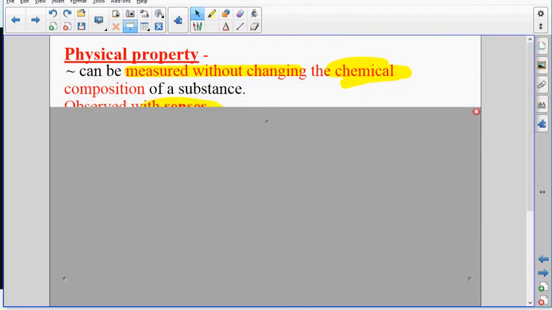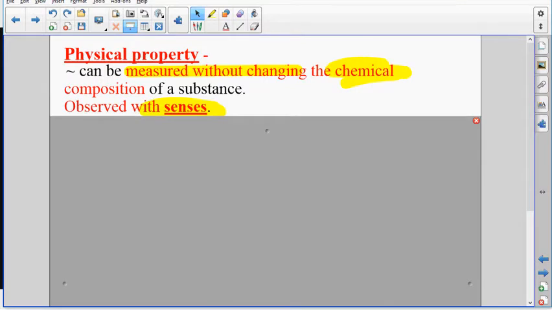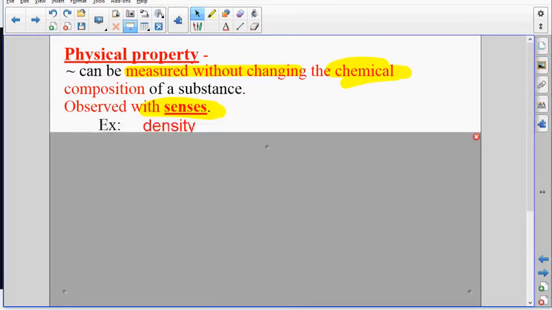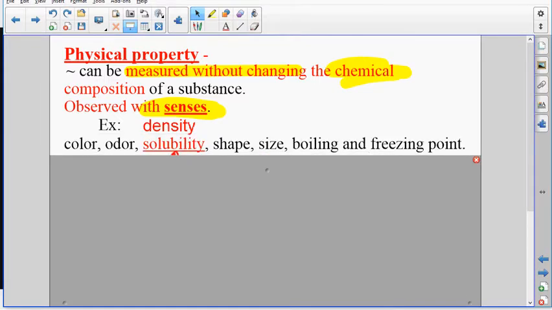Again, you don't have to write down every word I say. Generally speaking, you can observe it with your senses without really having to do a whole lot. So you can look at it, that kind of thing. You can smell it. Density is another example of a physical property. You can find the density of something without changing what that something is. So if you know the mass and the volume of a substance, you can tell me its density without changing what that substance is.